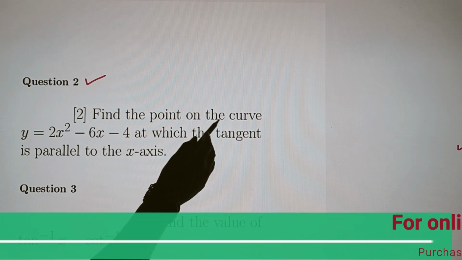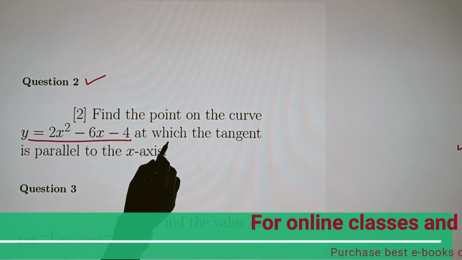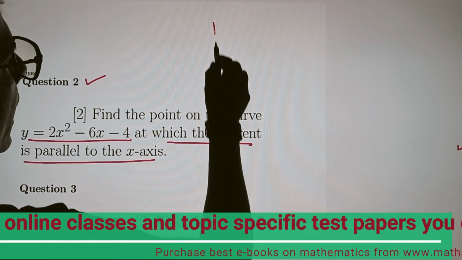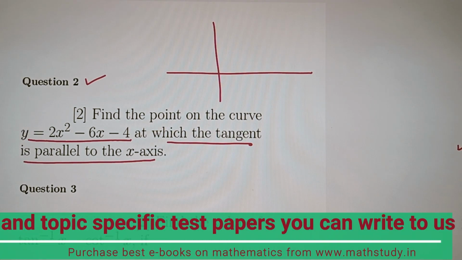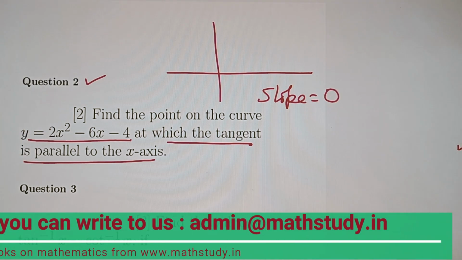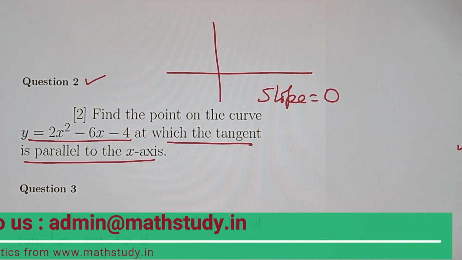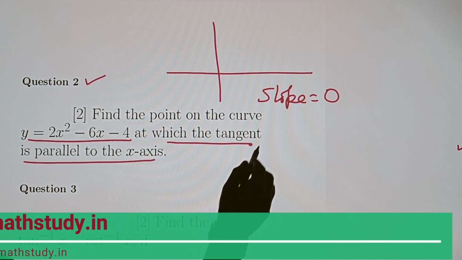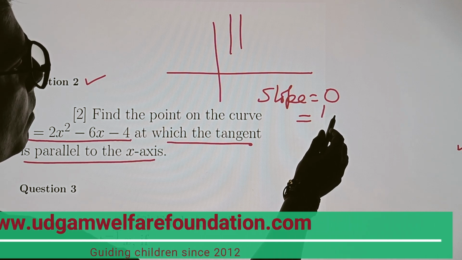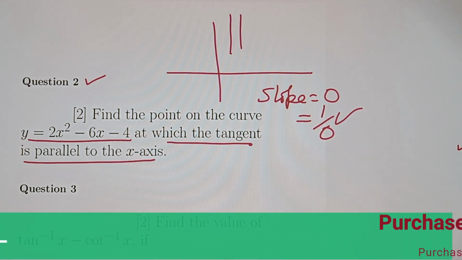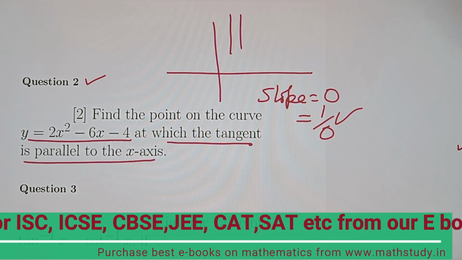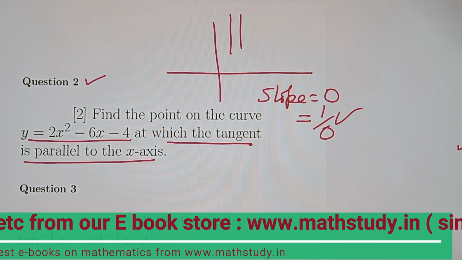The question is, find the point on the curve y equal to this at which the tangent is parallel to the x-axis. As we know, any tangent which is parallel to the x-axis has slope equal to 0. Always remember this. And if a tangent is parallel to the y-axis, then we consider its slope as 1 by 0. These are the basic concepts which you have to remember all the time while solving such problems.